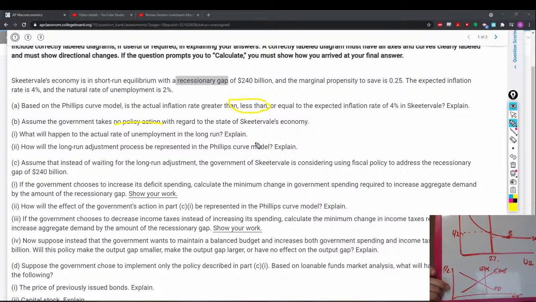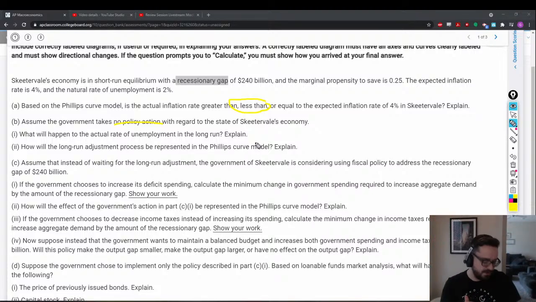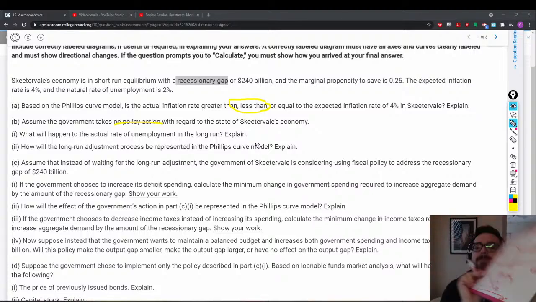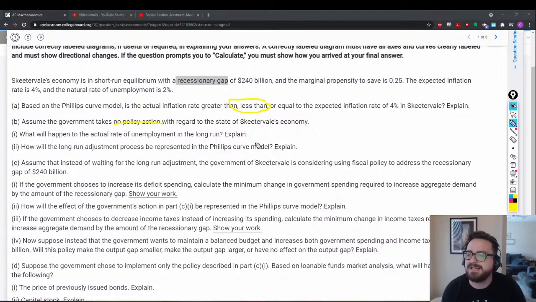And if it asks, the government's not doing anything, what'll happen in the long run? At least graphically, I know what's going to happen in the long run. My SRAS should shift to the right to get me back to full employment. And if I'm moving back to full employment, my actual unemployment rate should go down. My unemployment rate should be going down.